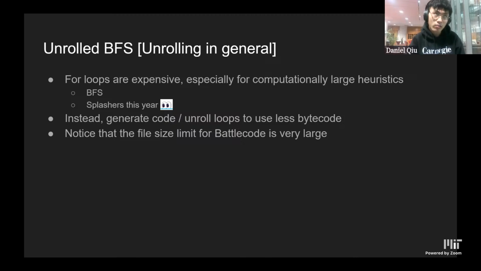And this unrolled BFS does create a lot of code. So for example, our BFS code totaled around 10,000 lines of code. So how it works is we created a Python program to write the Java code. And I can show you how it works on the next slide.